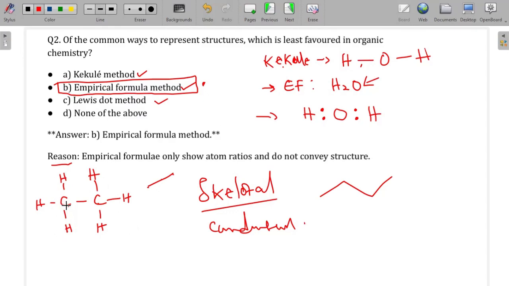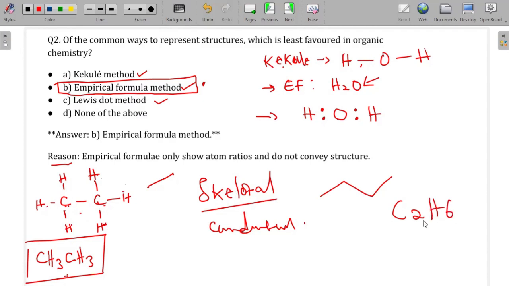So to condense, I'm just going to say, oh, I have C here, and this C is attached to how many hydrogens? 3. So I'm going to write H3C. And then I also say here I have C, which is also attached to 3 hydrogens. So I'll write like this. So this one here is the condensed formula. This is the Kekule. This is the skeletal. And you can also represent this as the empirical formula. So carbons, I can say 2. And then hydrogens, I can count 1, 2, 3, 4, 5, 6. So I can say 6. So this is the empirical.